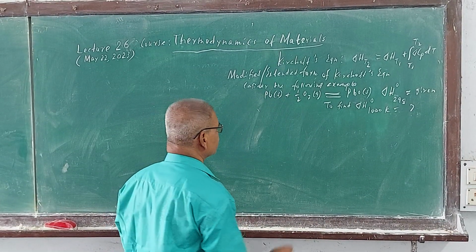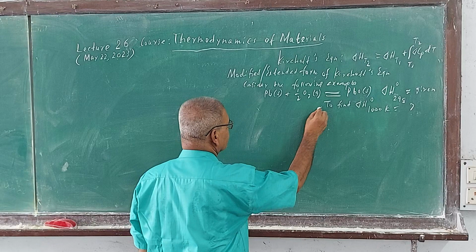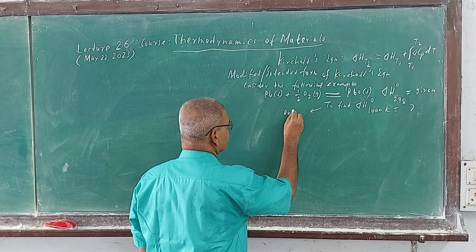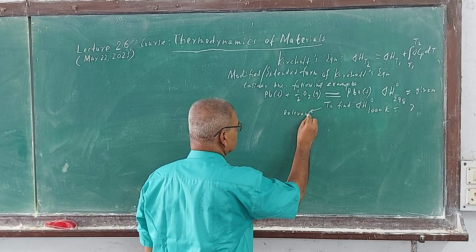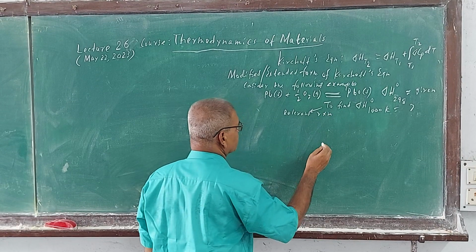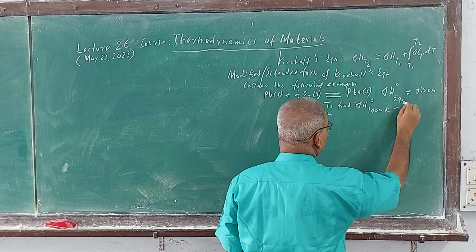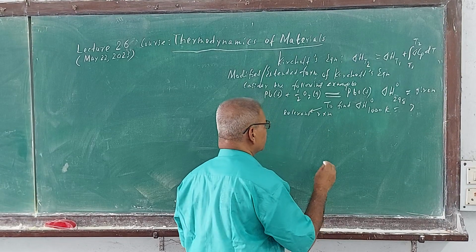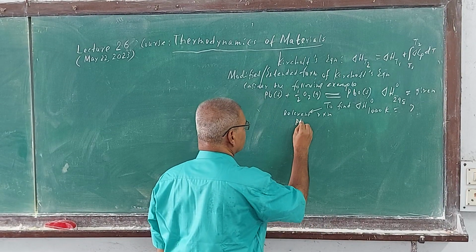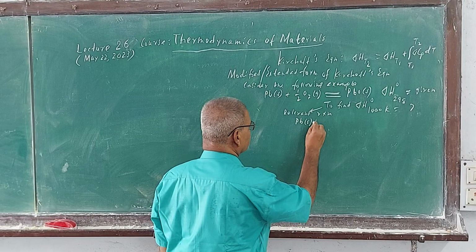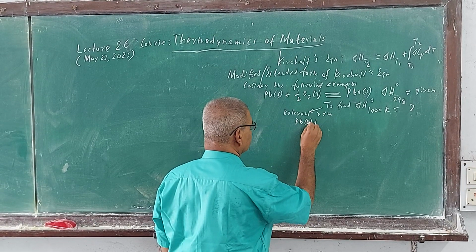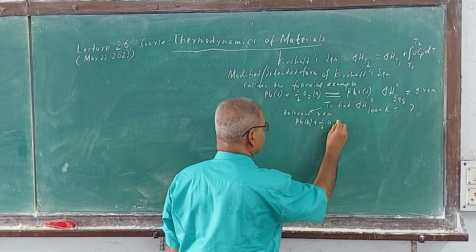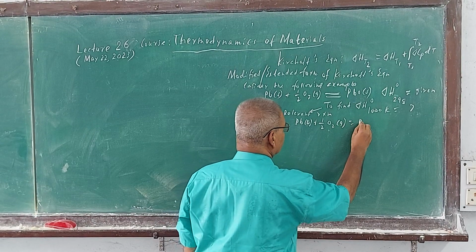Then what is the relevant reaction? You can write yourself. Oh, by the way, this is actually at 298. This is a formation reaction, remember. Here it is Pb solid, Pb liquid plus half O2 gas gives lead oxide solid.